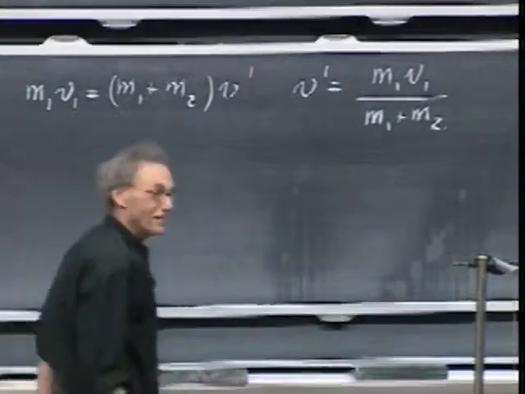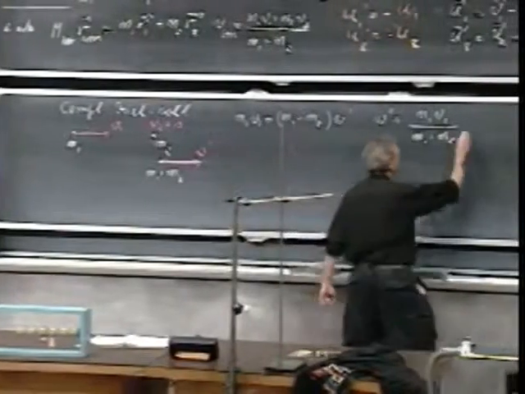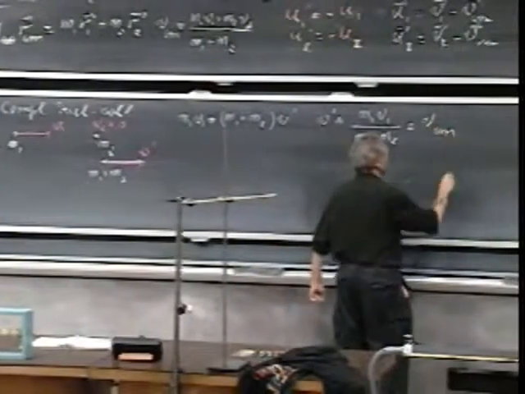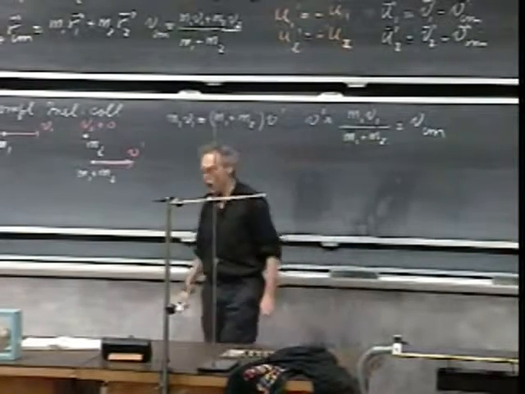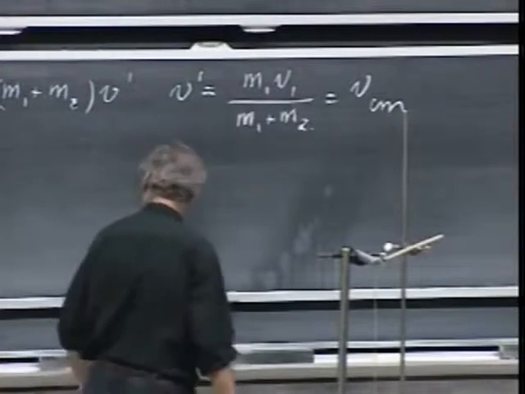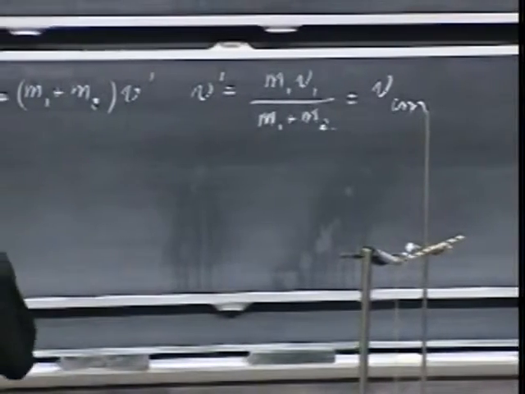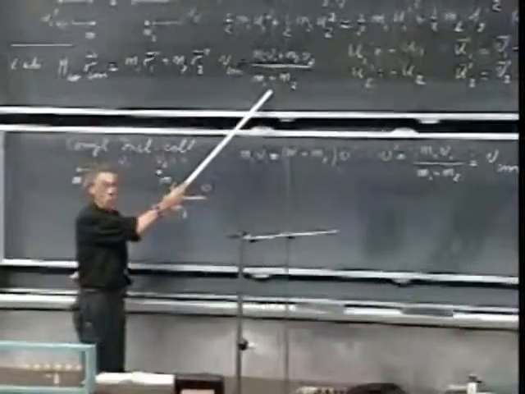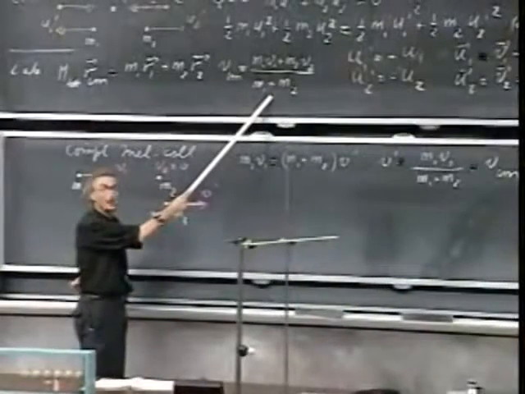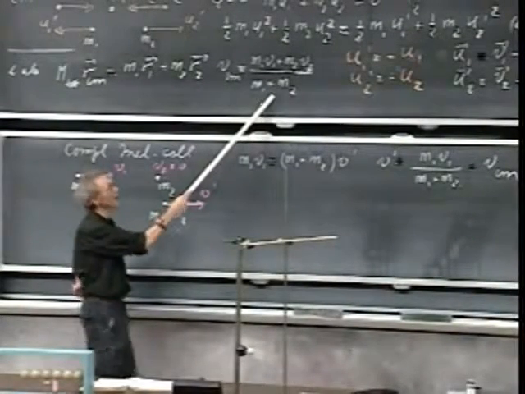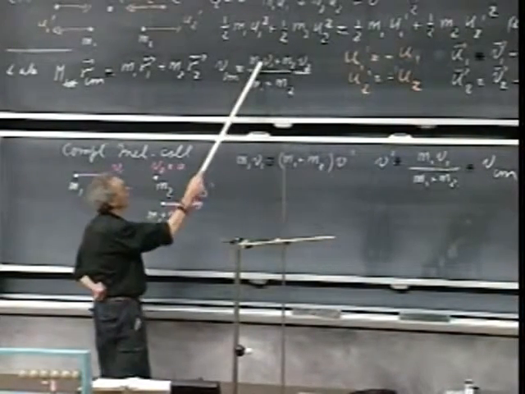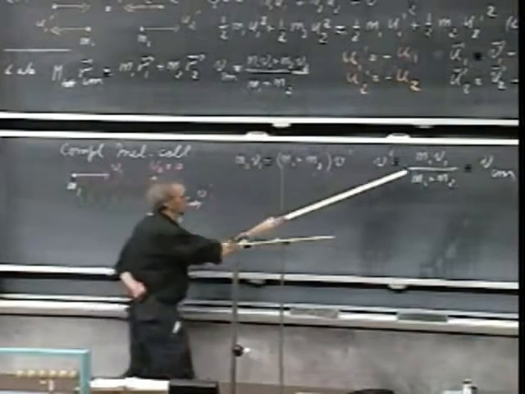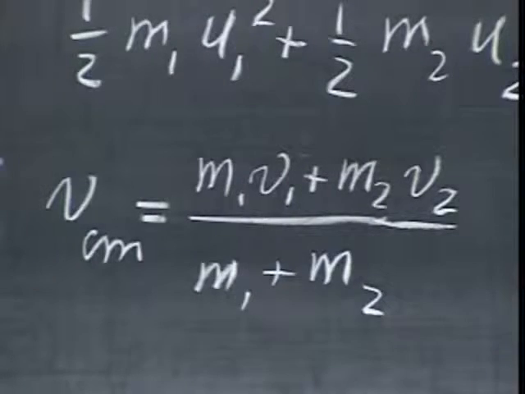This, by the way, which is not so obvious, is also the velocity of the center of mass. And how can I see that so quickly? Well, what was the velocity of the center of mass? Here you have it. This was in general, not for the case that V2 was 0. Make V2 zero, and you see exactly the same result here. So this must be the velocity of the center of mass.